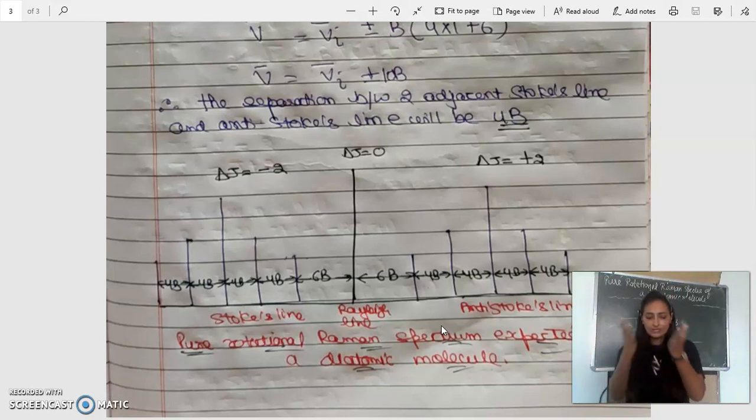Now what are the various applications of this pure rotational Raman spectra? That means what information you can get from this Raman spectra. We can get information about the moment of inertia. If you know the value of B, it is related to the I value, the moment of inertia. So once you know the B value for your diatomic molecule, you can get information about the structure of your molecule and its moment of inertia.